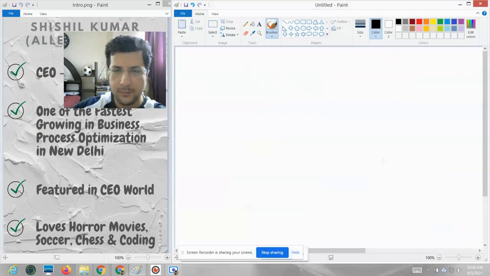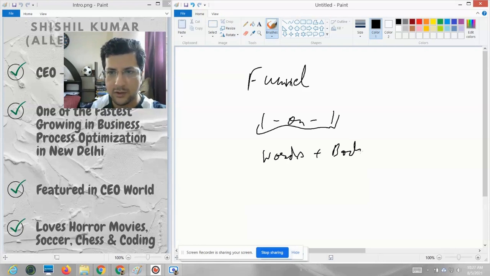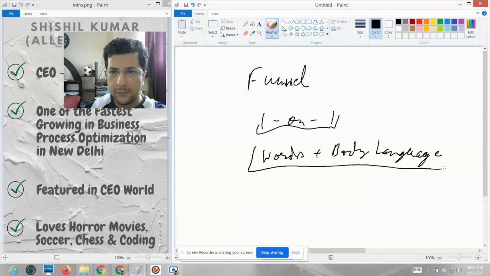Okay, understood. So funnel, for some people, funnel is an alien word because they have not heard about it. So let me clarify what a funnel is, right? Funnel is just a fully automated sales process. For example, when you are doing sales one-on-one, right, you are delivering a performance. You are saying the words, you are giving the right pause at the right time, right? All those things, words, body language, expressions, you are doing sales one-on-one.